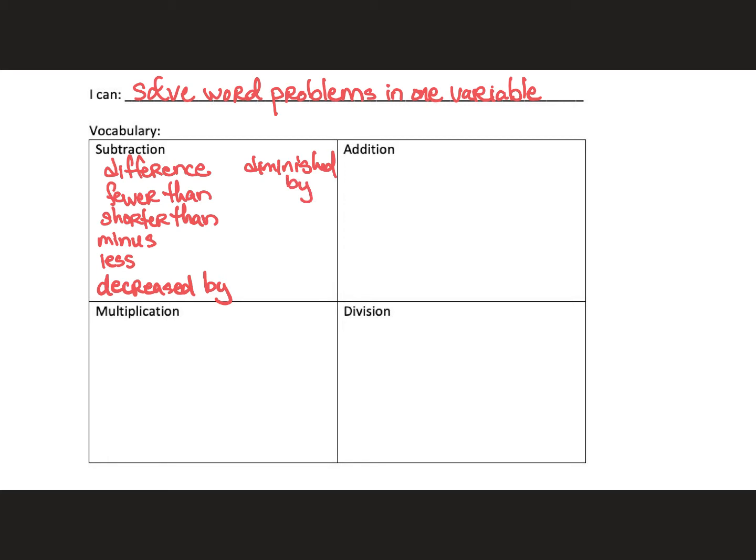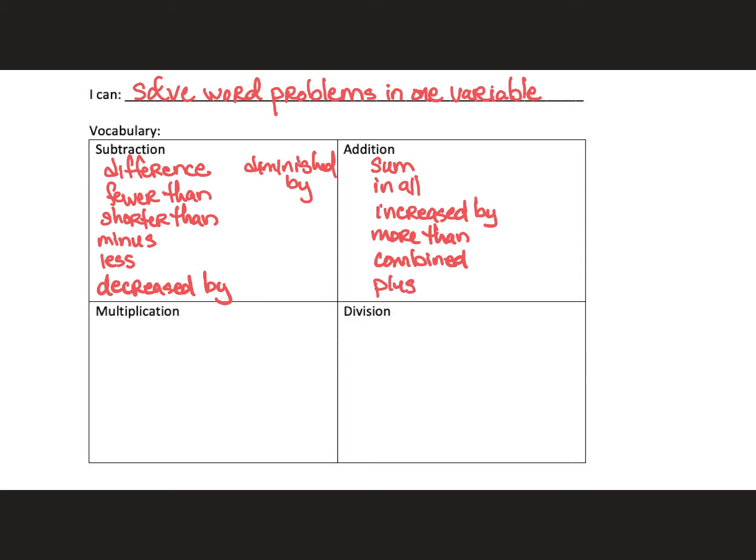For addition, one of the words we know is sum, in all, increased by, more than, combined, and plus.